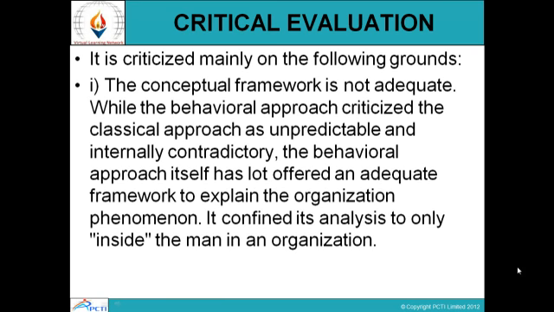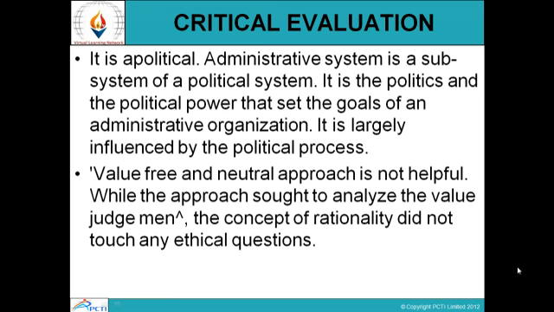On the basis of critical evaluation, yes, the conceptual framework is not adequate. That was the first criticism which arises, that it is not as proper as is required in the organization. Second, it is political. It is very much about politics, policy systems, political powers, political authorities. This kind of concept is very much involved in this.